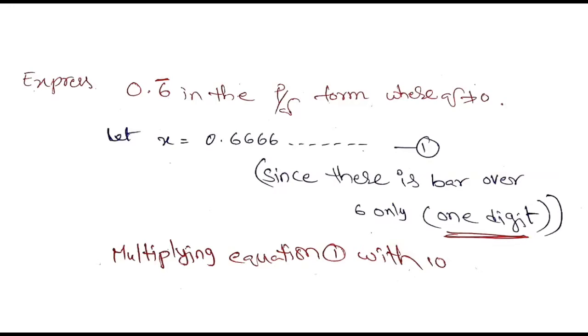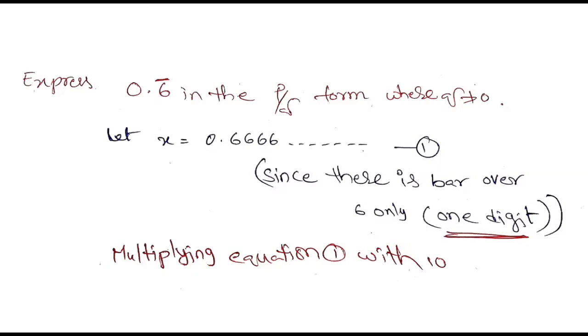So we have to do like this. Any number that is non-terminating as well as repeating, that time we convert to rational numbers like this. So first x is equal to 0.66. Since there is a bar over one digit, that means 6 only. Is the bar on only one digit or not? One digit means multiplying equation 1 with 10. Here 6 bar, bar on only one digit.